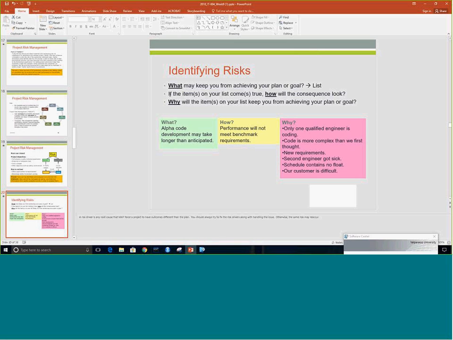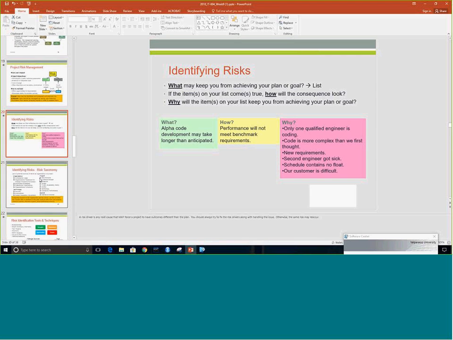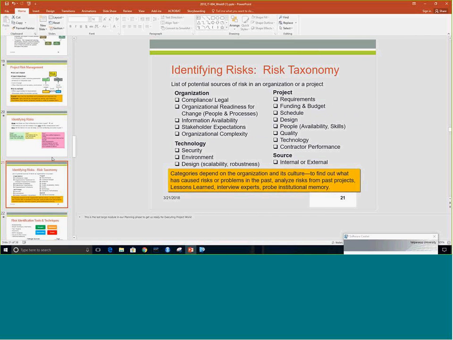And then you also want to know, why will the items on your list keep you from achieving your plan and your goal? Because then you understand how you can attack that root cause for the risk in order to make that risk go away, weaken the risk, to make it less probable it'll happen, or to weaken the impact, right? So it's the cause that you really want to attack. So when you find that out, how do we know what questions to ask?